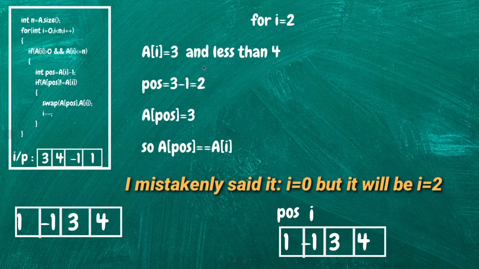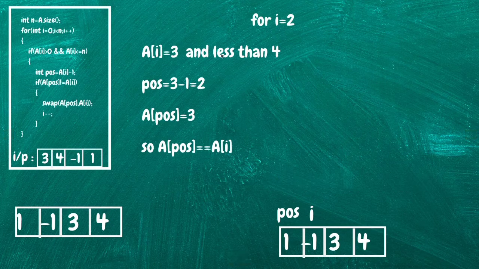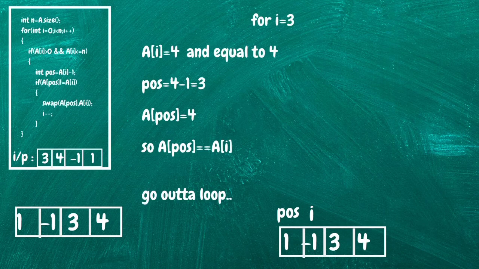Let's try for i equals 0. For i equals 0, a[i] equals 3 and is less than or equal to 4. So let's get inside the loop. pos equals 3 minus 1, that is 2, and a[pos] equals 3. So a[pos] equals a[i], that is they are equal. So we won't execute this swap, so our array will be retained. Now we are understanding the pattern, right? We will go out of this loop now.